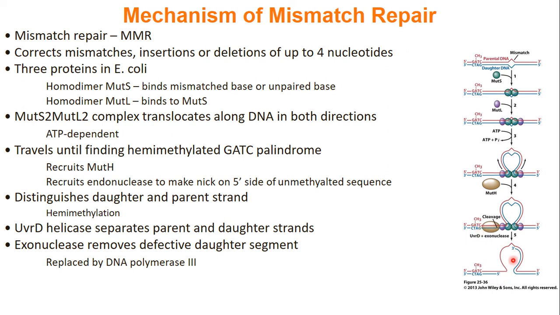So that gets chopped off. And once we have that chopped off, look, we have a 3' hydroxyl. Now we can have DNA pol 3 come in and try to recopy this parent DNA and then seal it via ligase.